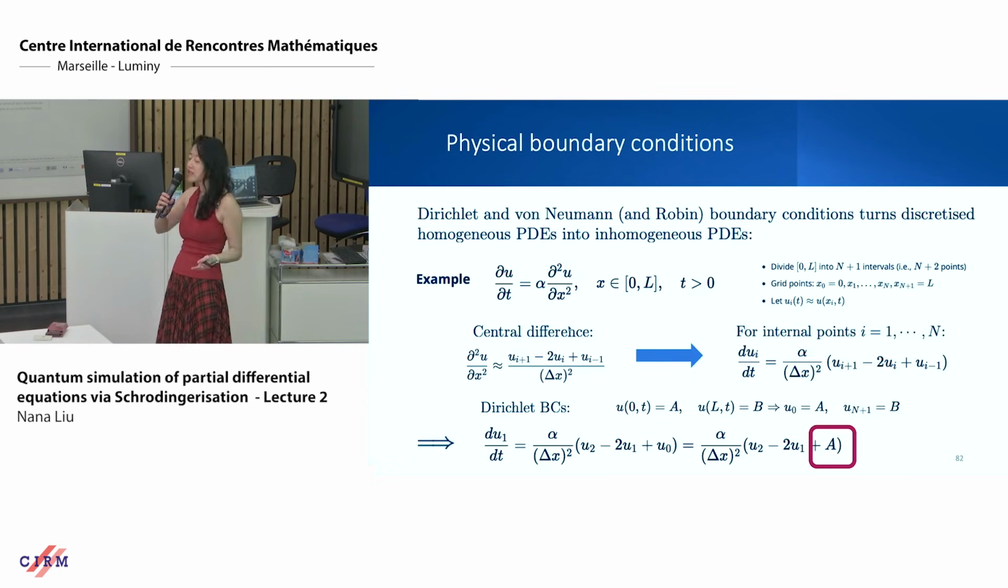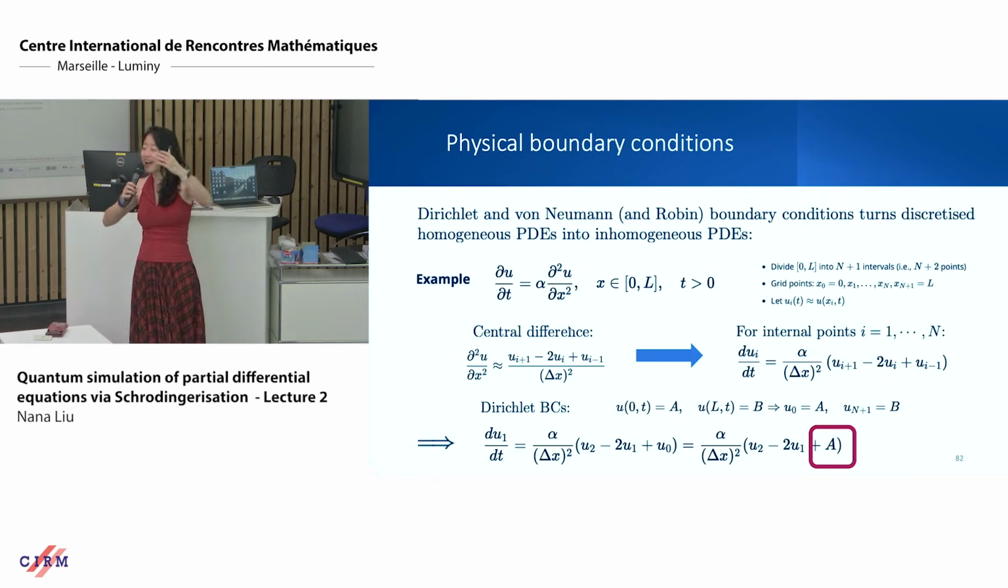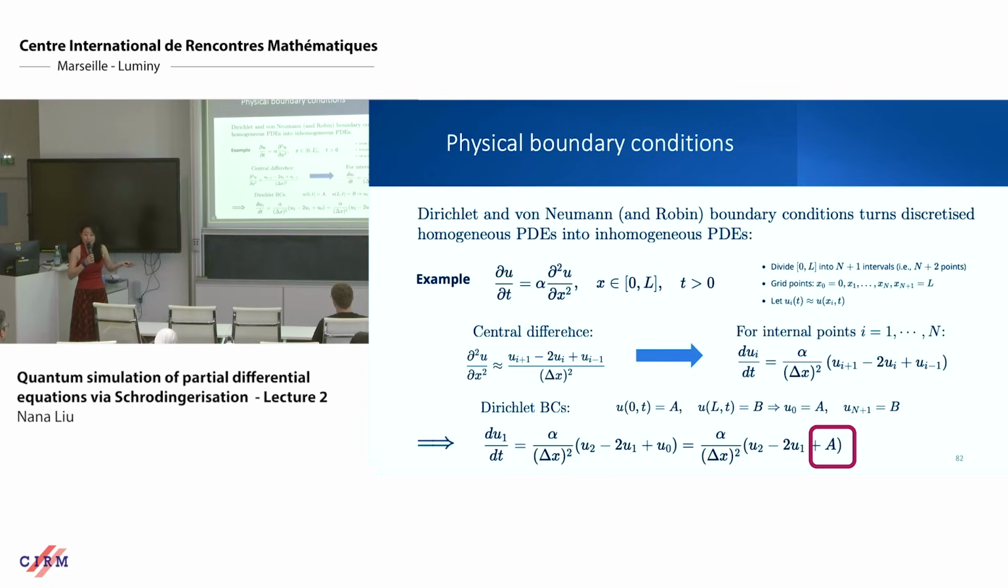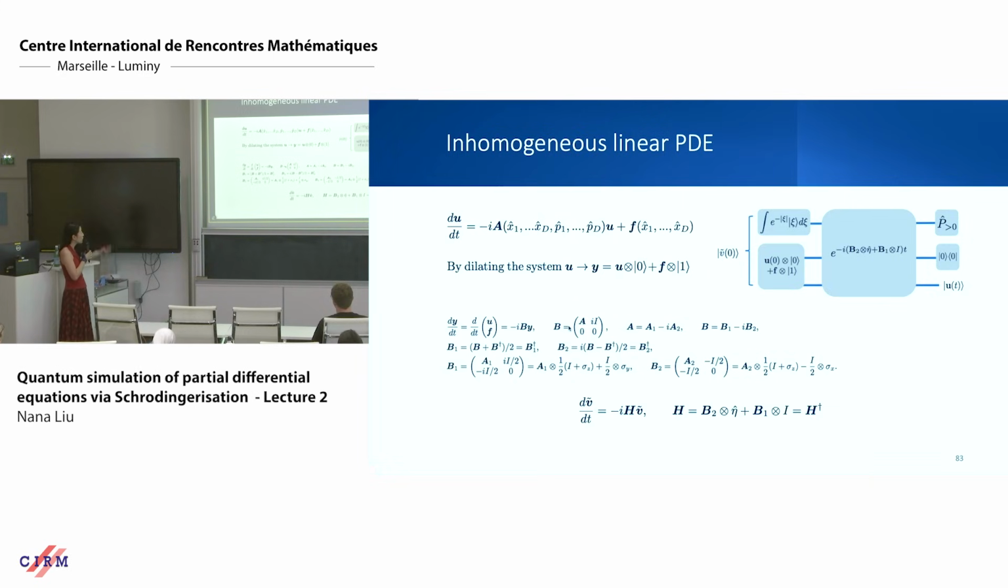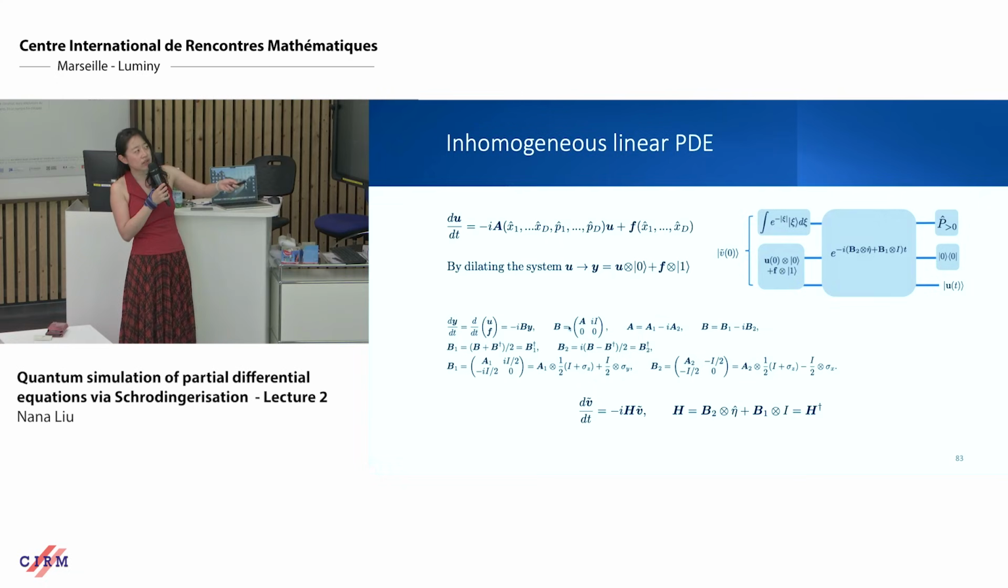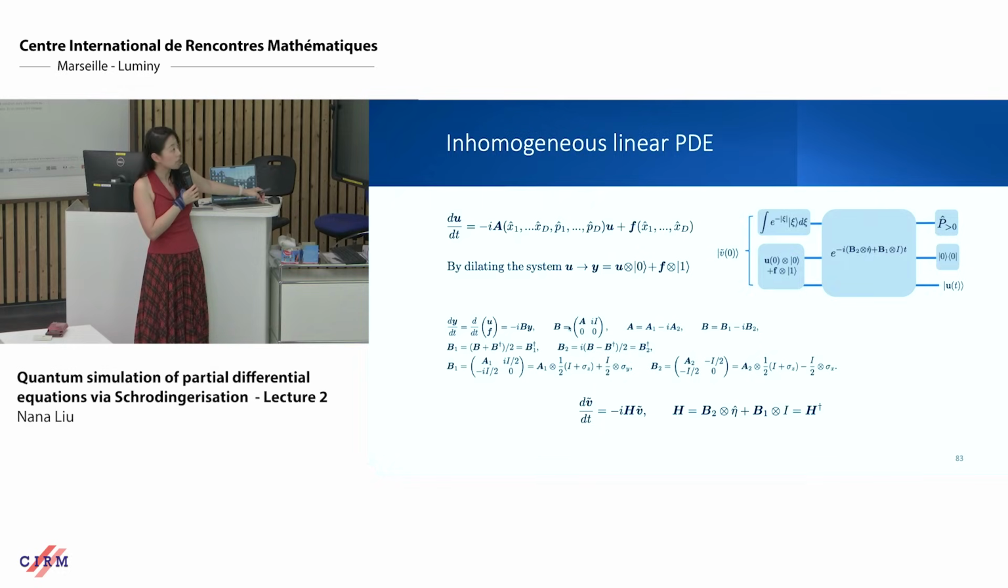So therefore, the whole system of PDEs, or actually now it's an ODE, because we've lost the spatial continuity, is going to have an inhomogeneous term. But we know how to deal with inhomogeneous terms. We dilate it, as we did before, to make it homogeneous. I think I talked about this before, this is just a reminder of how we deal with F, an inhomogeneous term. We dilate the system, so now it's the original U times 0 plus F tensor product 1, and then we end up with a homogeneous system.